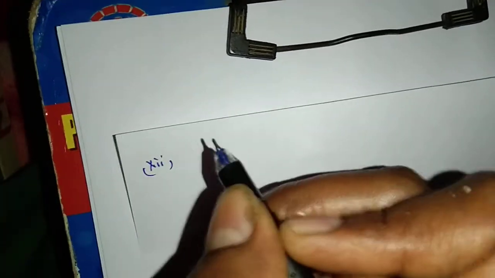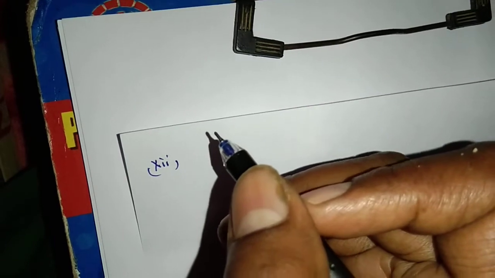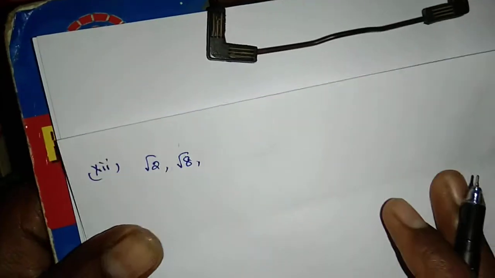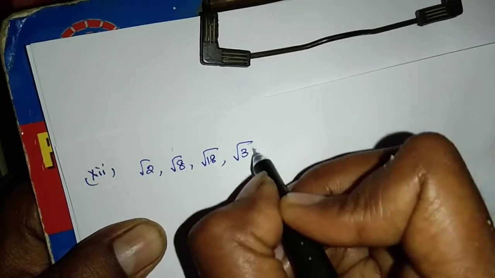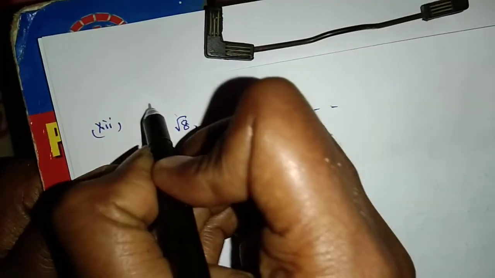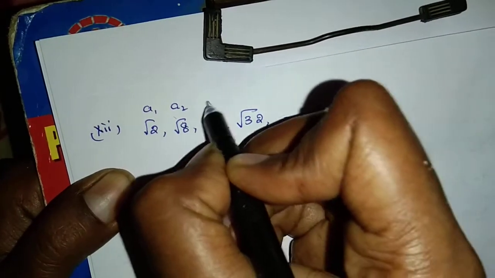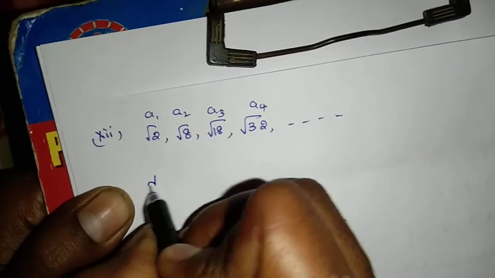The twelfth one. Root 2, root 8, root 18, root 32 and so on. These are the values. First what do we have to do? Write a1, a2, a3, a4. The first step is to find the value of d.